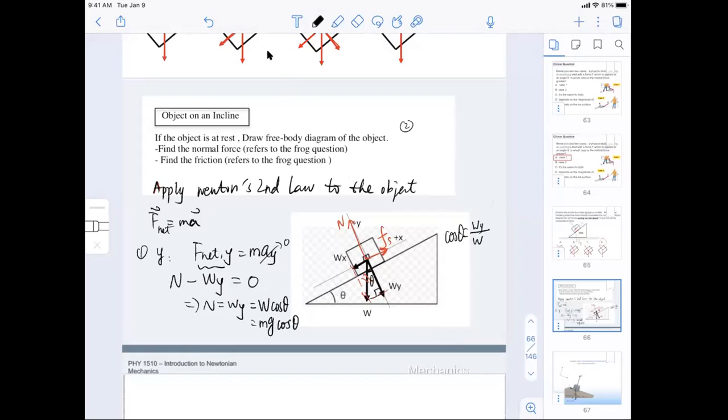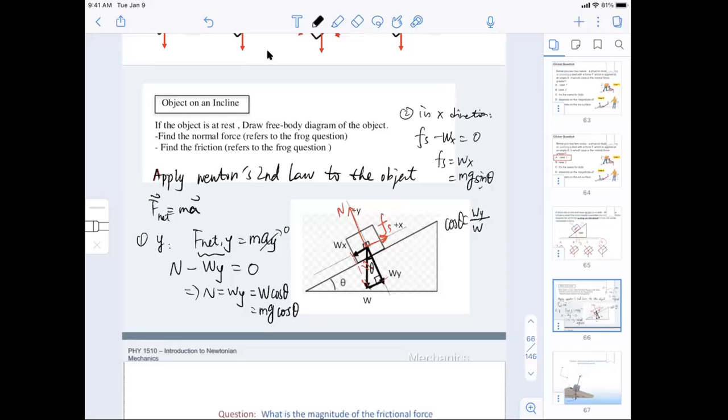And you do the same thing in the x direction. You have friction pointing up. You have x component of gravity pointing down, and it's at rest. So in ma in the x direction, acceleration is also 0. So the friction has to cancel out Wx. Wx is going to be mg sine theta, the other side of your triangle, right? The opposite side, so that's sine theta. So one of them is mg cosine theta, one of them is mg sine theta for the static friction. Okay, so that's just a quick review of what we went through.